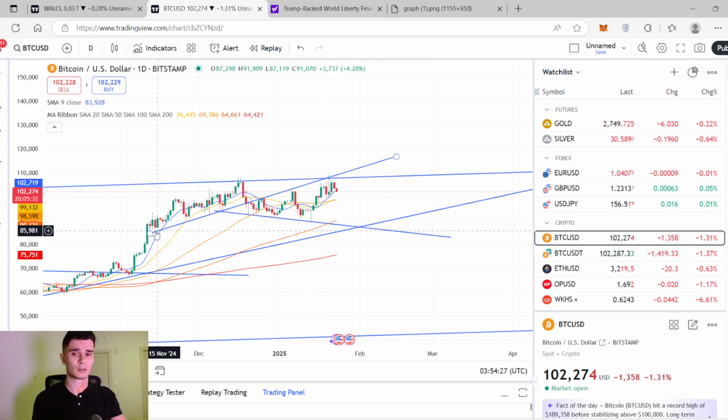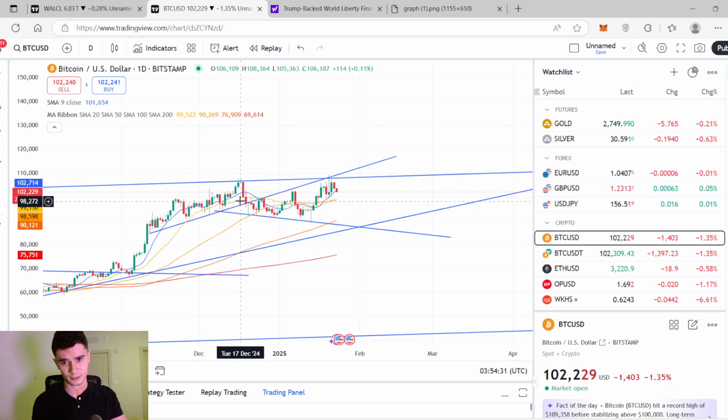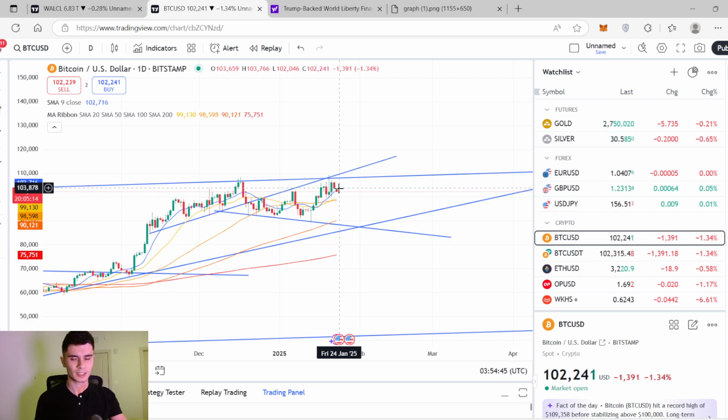So we'll also see this resistance, like the lower end of this channel. It used to be a support, then it got broken. Now it became resistance. So then price kept staying below it, and then it tried to break it, and it didn't. Okay, so again, right now it's about 50-50.